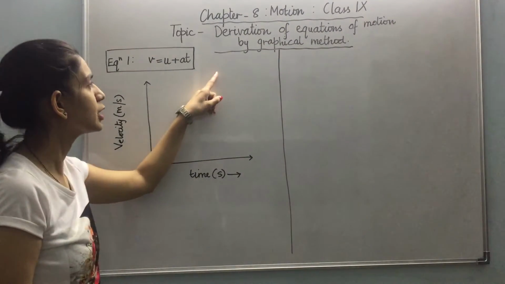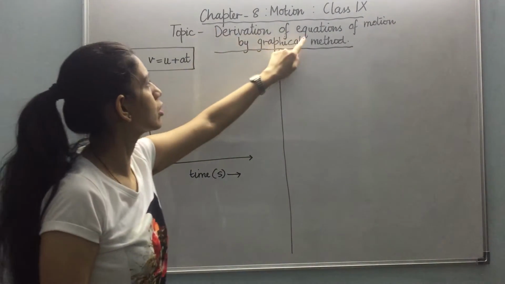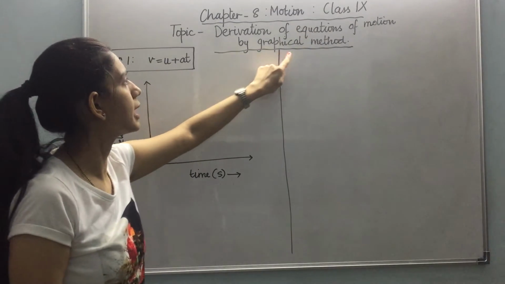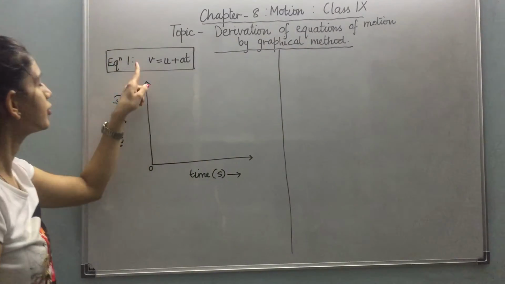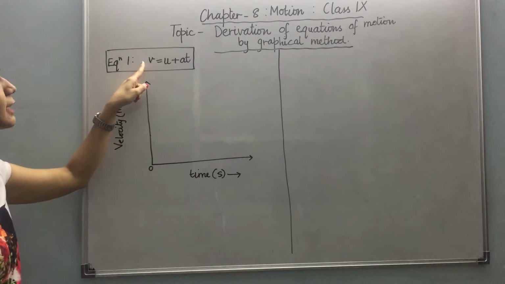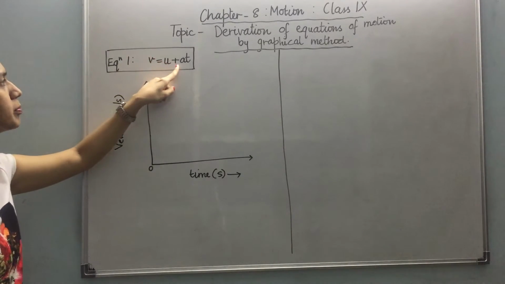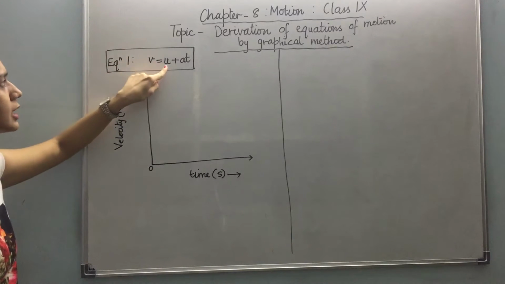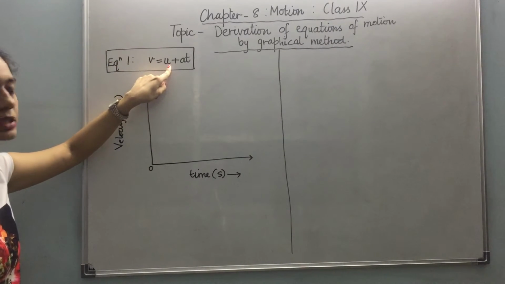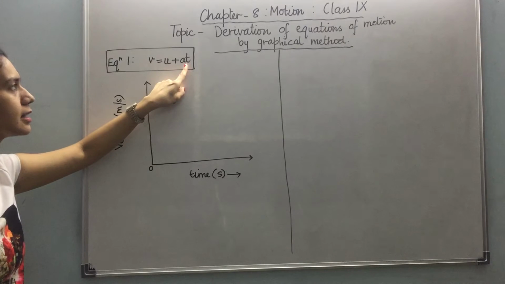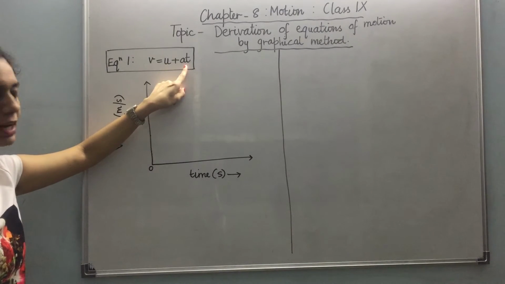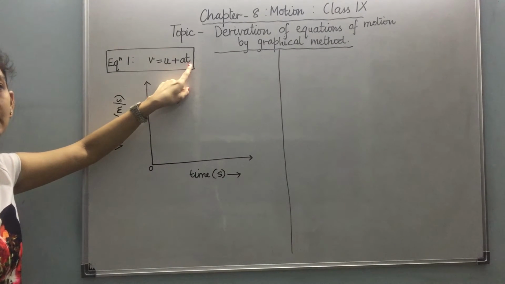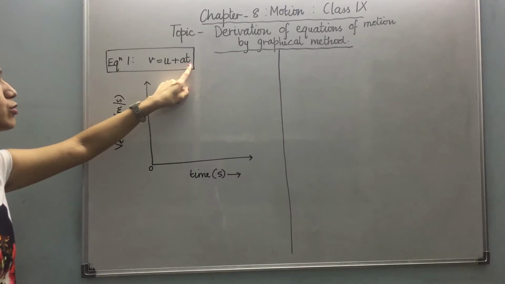Today we are starting with derivation of equations of motion by graphical method. The first equation of motion is v equals u plus at, where v is the final velocity of the object, u is the initial velocity, a is the acceleration with which the object is traveling, and t is the time taken by the object to travel.